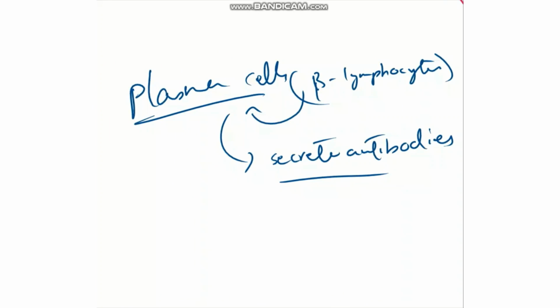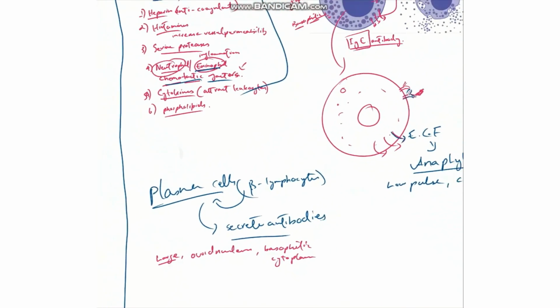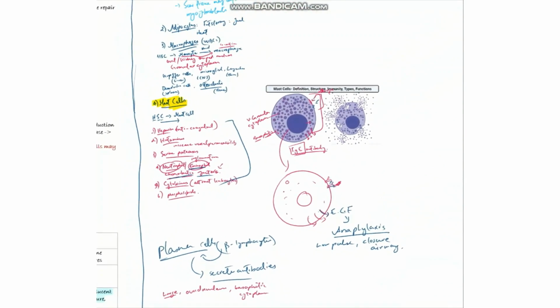Now, let me mention a little bit of histology concerning the plasma cell. These are large cells, as compared to other leukocytes. These are very large, and they have an ovoid nucleus. And they also have a basophilic cytoplasm, just like the mast cells. And these are pretty much the major cell types that are present in the connective tissue.